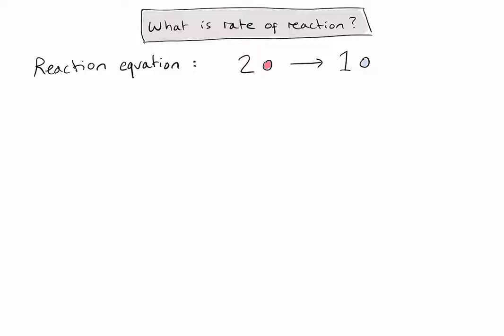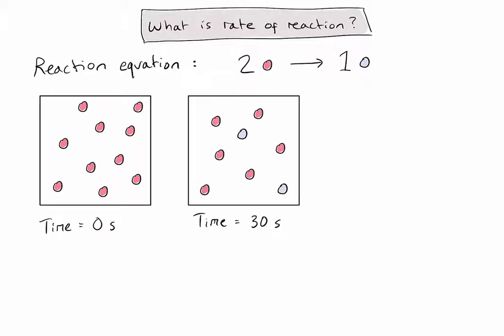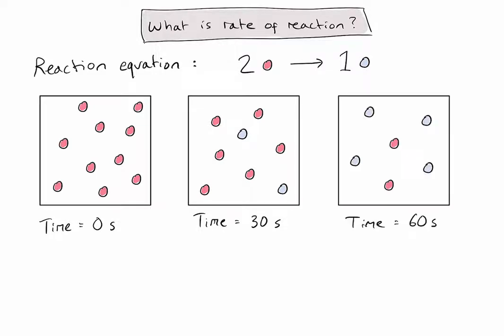At the start point of my reaction, or time equals 0 seconds, I would expect to have just lots of red particles. And over time, I would expect these red particles to bump into each other, react, and form blue particles. So let's look at 30 seconds. And if we leave it a little bit longer, let's look at 60 seconds.